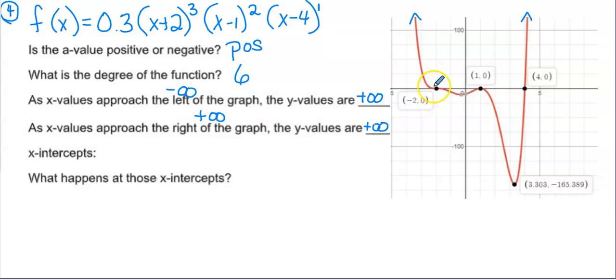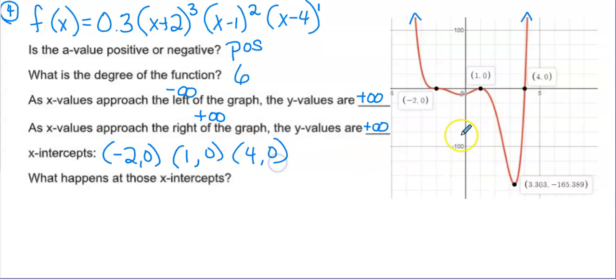The x-intercepts are at (-2, 0), (1, 0), and (4, 0). Let's look at what they do. Okay, so at (-2, 0), this is a curve. This looks weird because I changed the step on this. Do you see how this is like -165 right here? And this is 3 and -165. I had to change the step so I could get it all in.